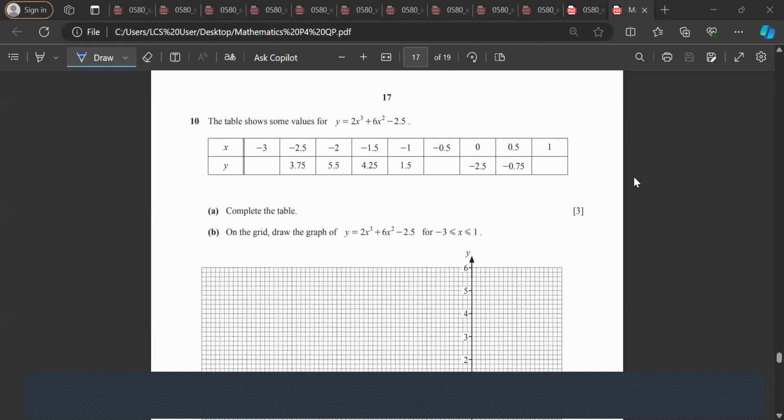Substitute in the equation directly. You will get what here? Put x equal -3, then calculate it.